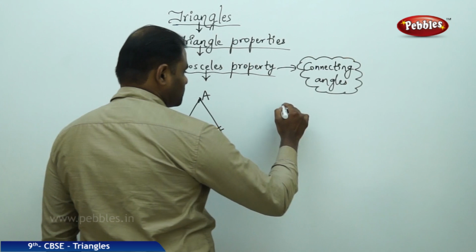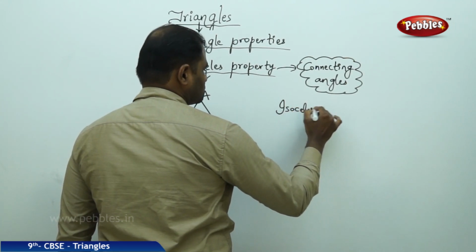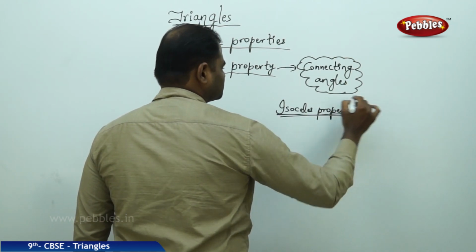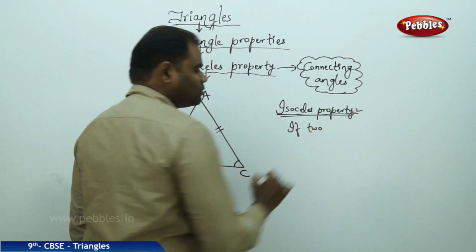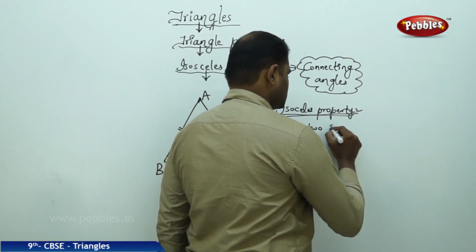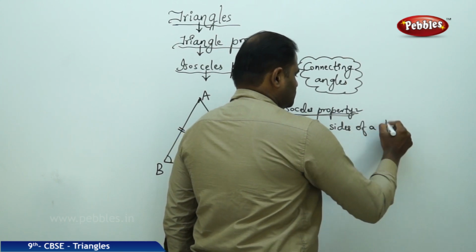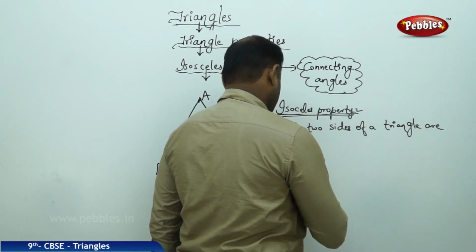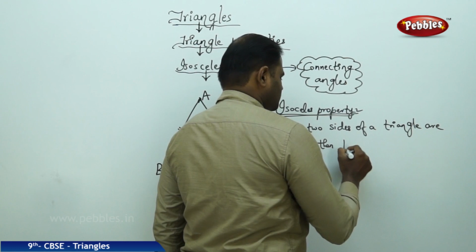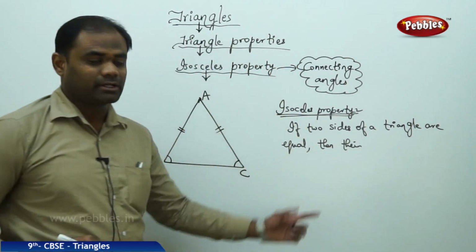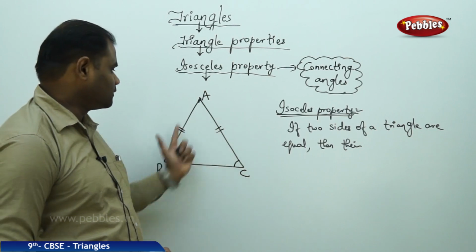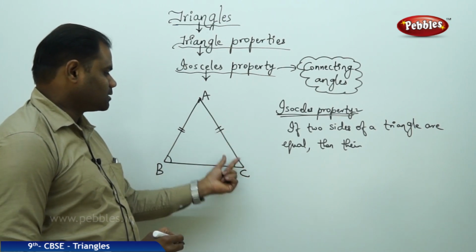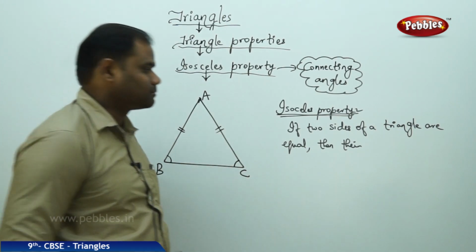Therefore, the isosceles property here states that if two sides of a triangle are equal, then their corresponding angles must be equal. That is, if this side equals this, then the corresponding angle of this side must be equal to the corresponding angle of this side.